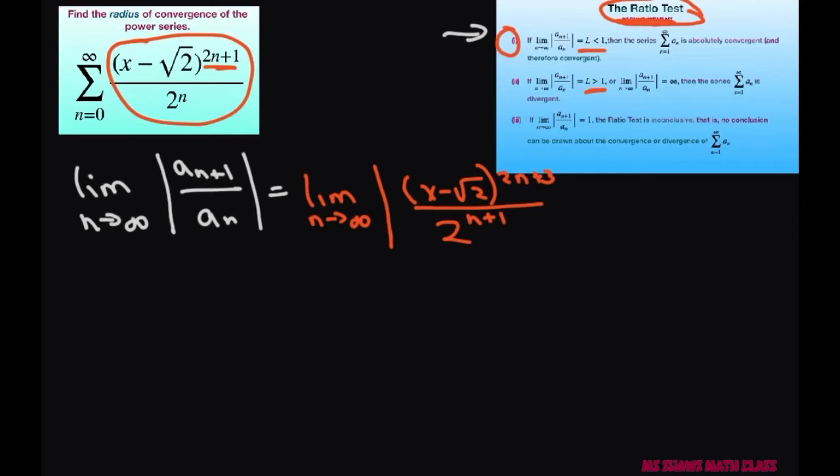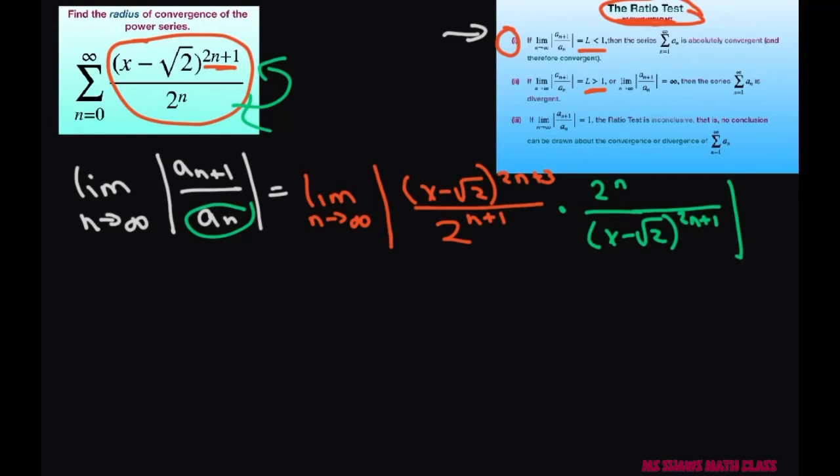Now for a sub n, we're just going to multiply by the reciprocal. So this is going to be times 2 to the power of n divided by (x minus square root of 2) to the power of 2n plus 1.